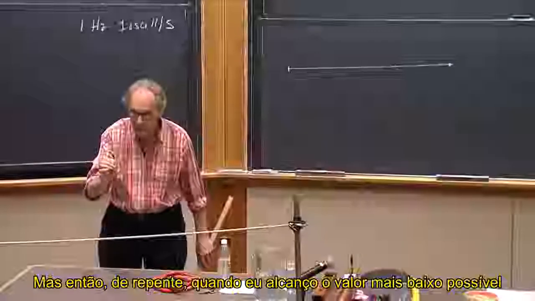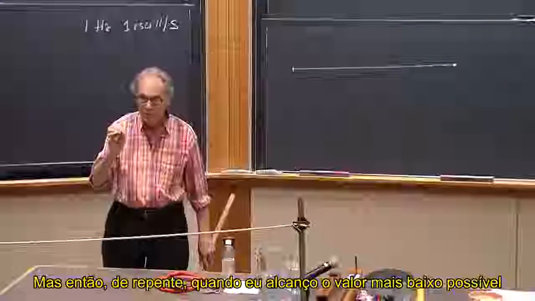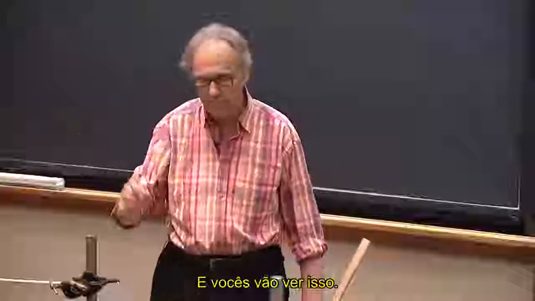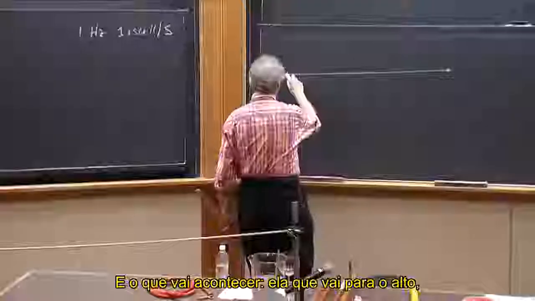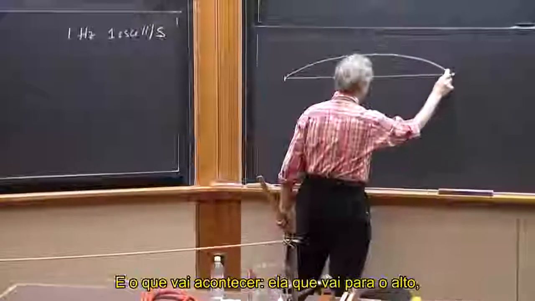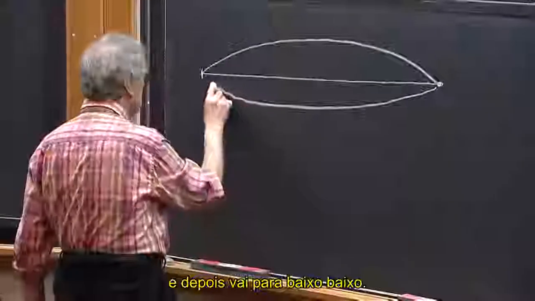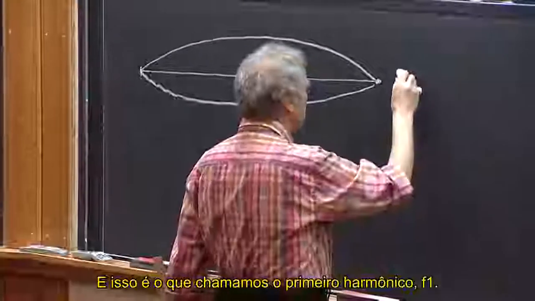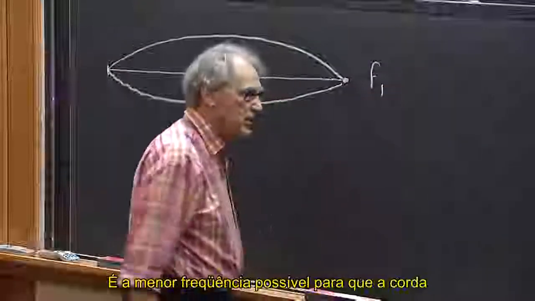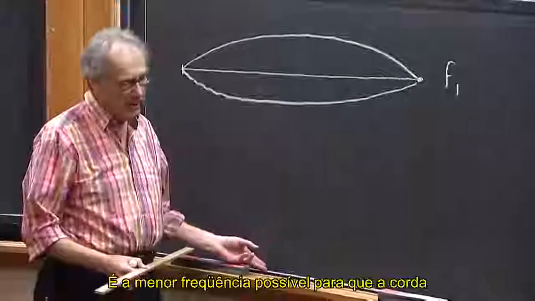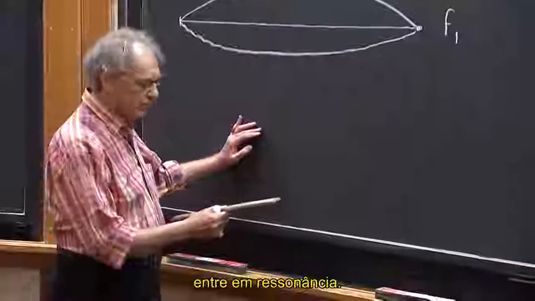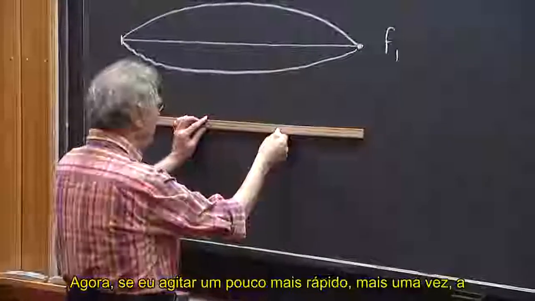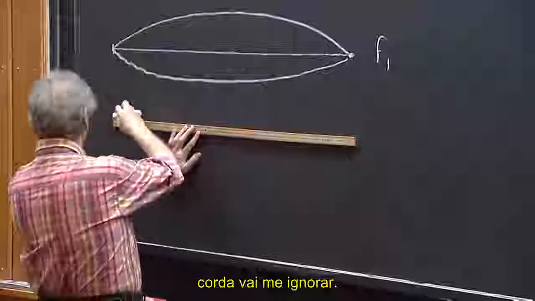But then all of a sudden, when I hit its lowest possible resonance frequency, it goes bananas. And you will see that. And what will happen is, it will go up, and then it will go down, and it will go up, and it will go down. And this is what we call the first harmonic, F1. It's the lowest possible frequency for which the string goes into resonance. Now I shake a little faster, and again, the string will ignore me. Won't do very much.